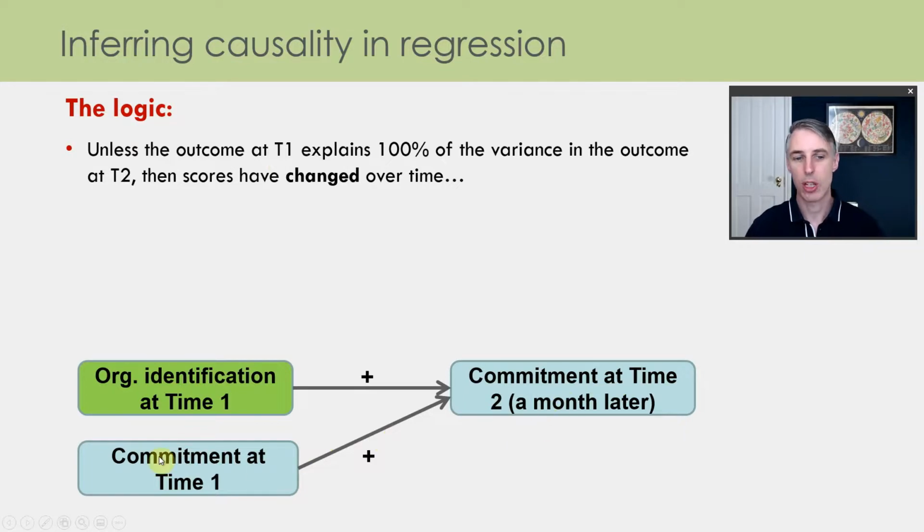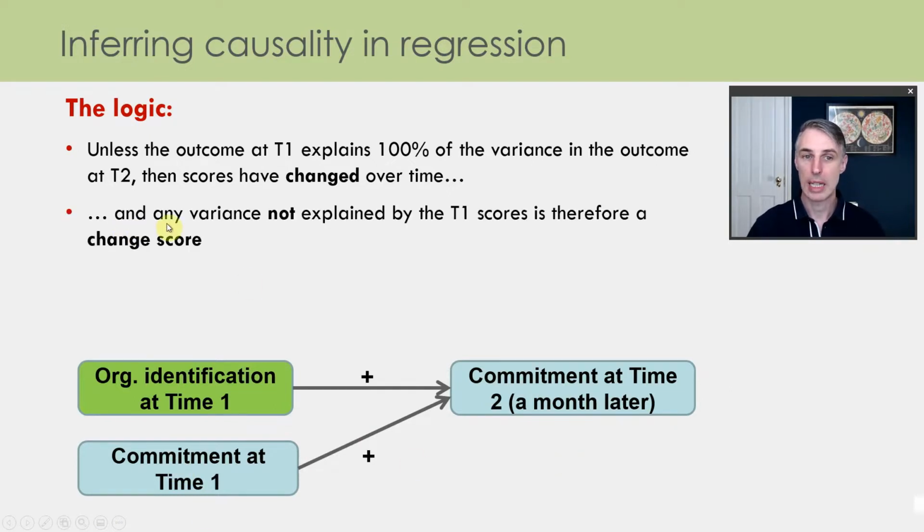If the outcome at time 1 doesn't explain 100% of the variance in the outcome at time 2, so if commitment at time 1 doesn't explain 100% of the variance in commitment at time 2, then it suggests that commitment scores have changed over time. There is something about the time 2 score that can't be explained by the time 1 score. Therefore, any variance not explained by the time 1 variable, any leftover variance in time 2 scores, is a change score.